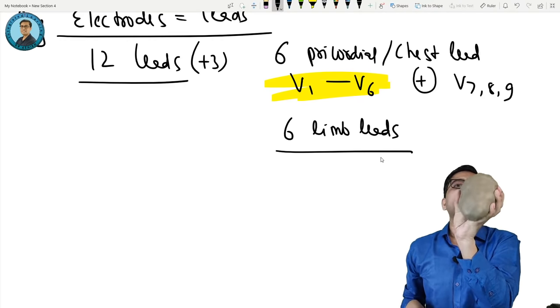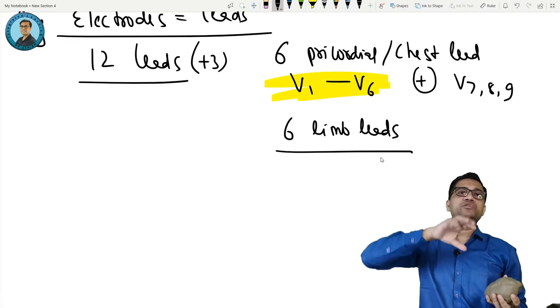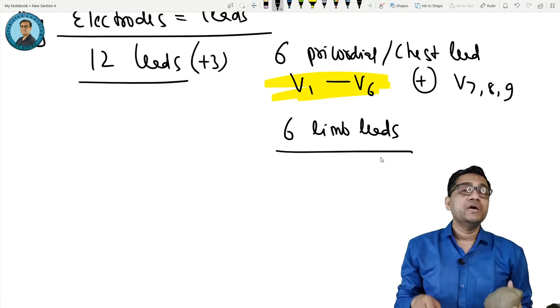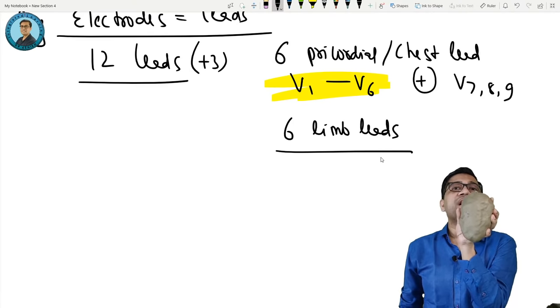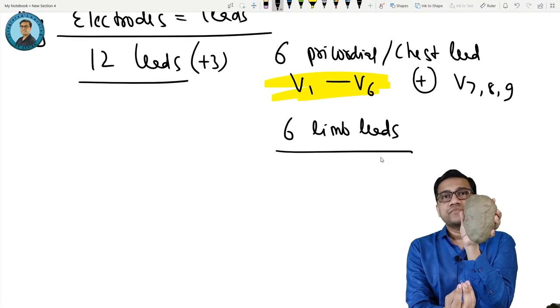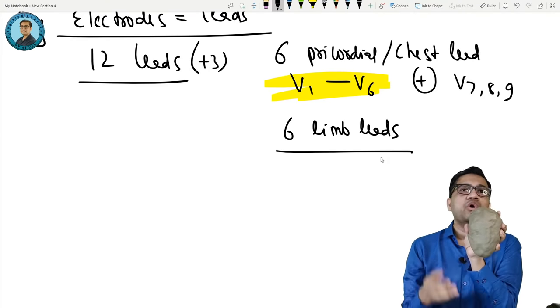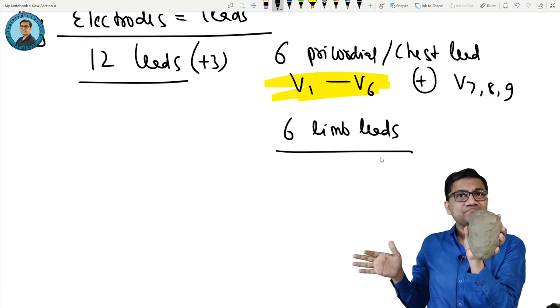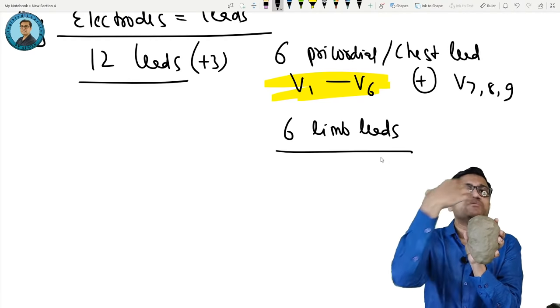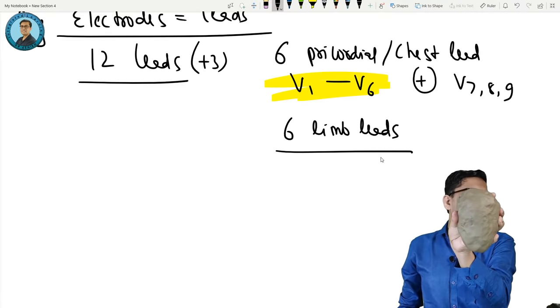I would have to tilt the heart. Don't say now, sir, turn the heart around. You cannot tilt the heart. But we can put a lead at the bottom also. Clear? We can put one on the side also, or on the other side. So that's why we are trying to surround the heart in all possible directions.